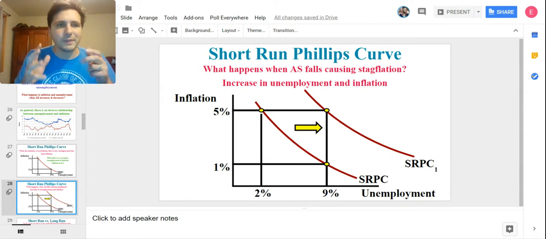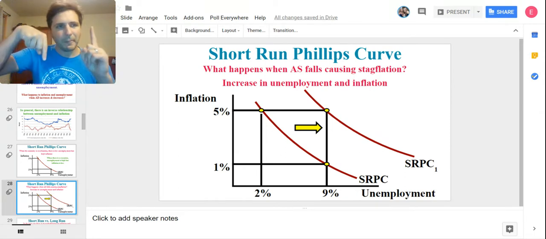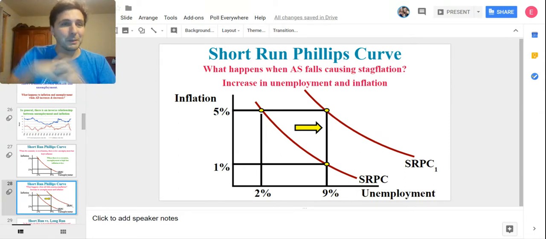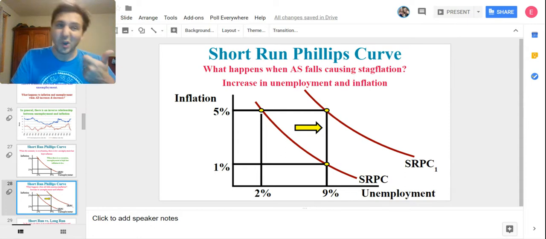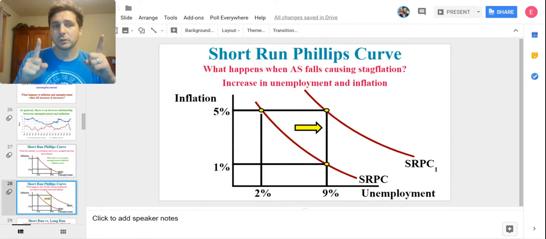We know that that inverse relationship isn't always happening, right? Specifically with cost push inflation. When aggregate supply shifts to the left, we know that pushes up the price level, but it also decreases GDP, so it pushes up unemployment. Both of them are going up. That's not the shape of a downward sloping short run Phillips curve. But how do we demonstrate that?